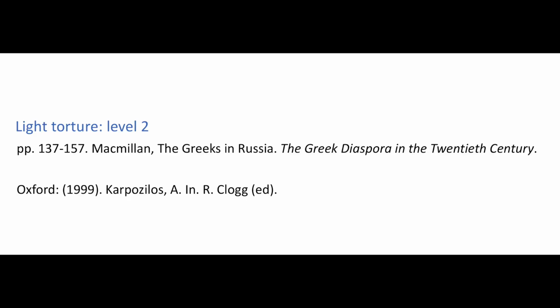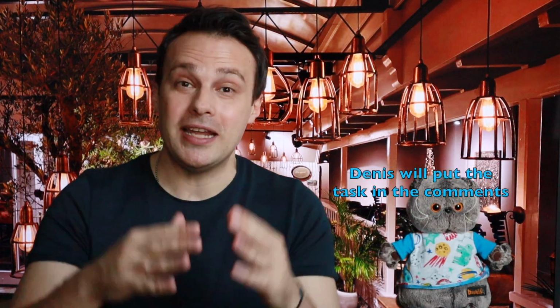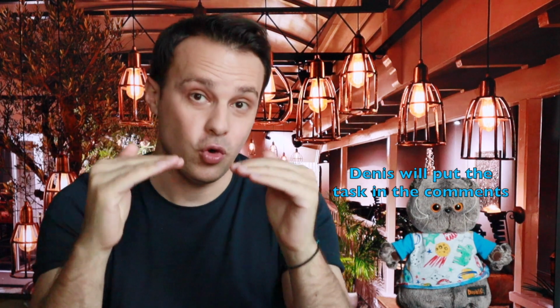we have the pages, Macmillan, The Greeks in Russia, The Greek Diaspora in the 20th century, Oxford, date, Karpozilos in Clogg ed. And third, Pope J, Meyerhoff and Ladd, Language, then we have the volume, 40 years of language change on Martha's Vineyard, and we have the pages and the year of publication. Okay, think about it and write the right order in the comments and I will check that.